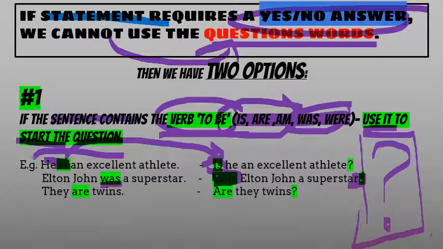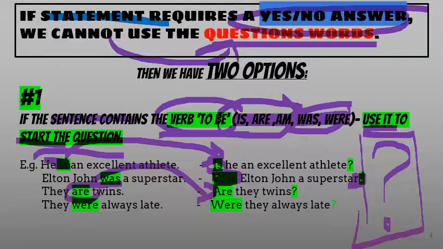Question mark. They are twins. You can see it follows the same pattern. They are twins, verb to be. Are they twins? Question mark. They were always late. Again, my verb to be. I use that to start my sentence or my question. Were they always late? And then very importantly here, please, question mark.